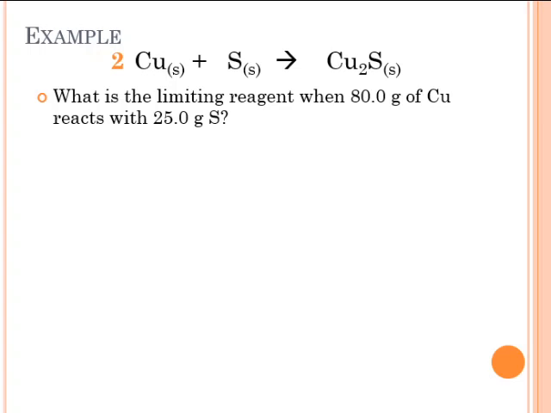Let's look at another example. So there's our balanced equation. What is the limiting reagent when 80 grams of copper reacts with 25 grams of sulfur? Now notice we have two givens. We're going to need two problems to set up. Also, we're in grams, which means we need our molar mass. So you can calculate your molar mass of copper and your molar mass of sulfur. Luckily, those are easy to read. You can read them right off the periodic table.